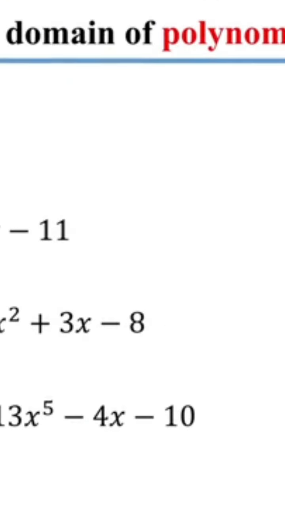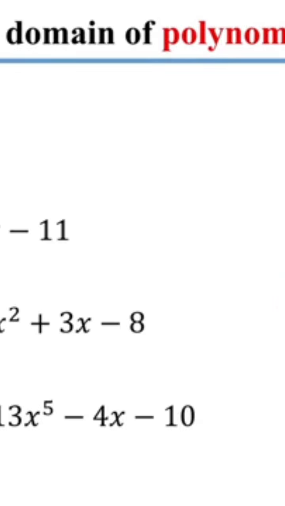Polynomial functions do not have a variable in the denominator or under a square root. So, we do not need to worry about dividing by zero or taking the square root of a negative number. Therefore, polynomial functions are defined for all values of x, which means their domain is all real numbers. In interval notation, this is written as, in parentheses, negative infinity, comma positive infinity. You can write the domain in either of these ways. They mean the same thing.